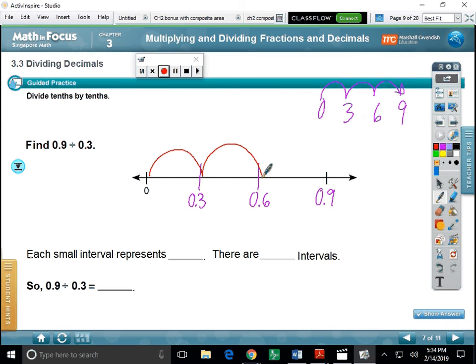How many hops or intervals did that take? 1, 2, 3. I think I'm ready to answer the question. Each small interval, each little hop was worth how much? 0 and 3 tenths. And there are how many intervals or hops? A total of 3 intervals or hops. So the number of intervals I get is actually my answer, 3. I could break 9 tenths into 3 equal parts of 3 tenths each.